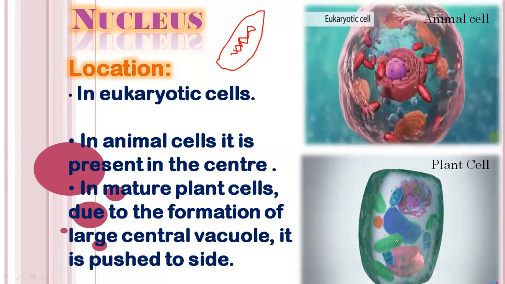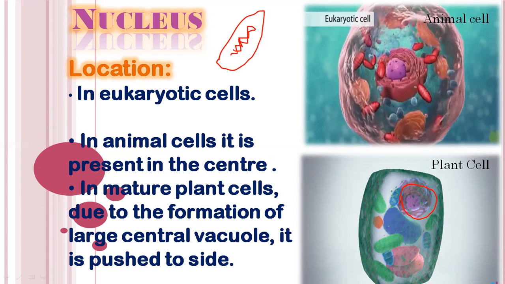This one is a plant cell. If you see the location of the nucleus in a plant cell here, you can see that it is present at the side of the cell, at the corner, but that is in mature plant cells. When the plant cells are growing, like a plantlet, or when the seed is growing, it becomes a very small plant. So it has the nucleus in the center, and in mature and higher plants, it is at the side.